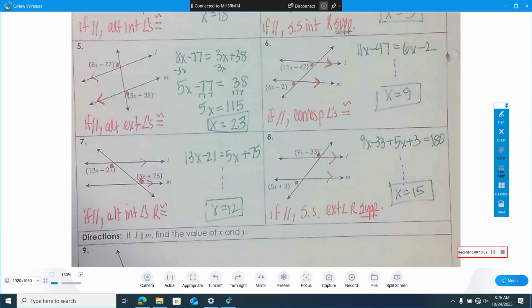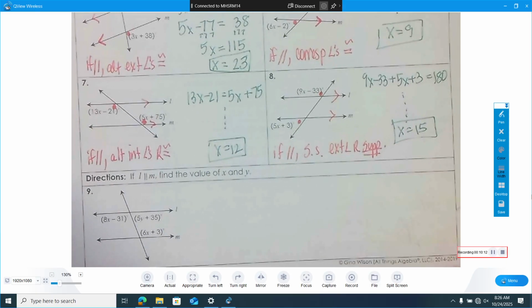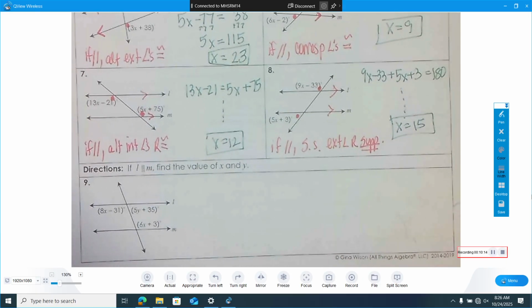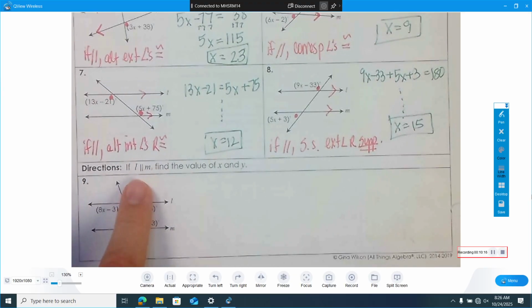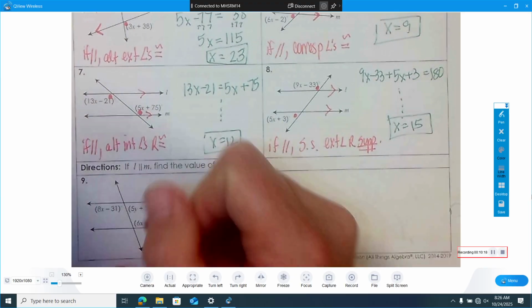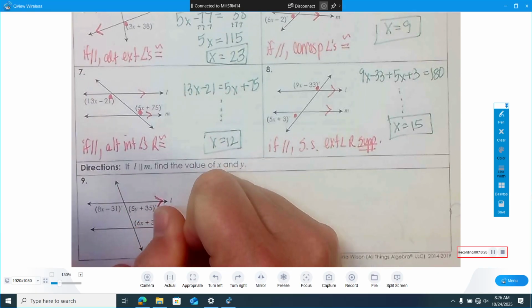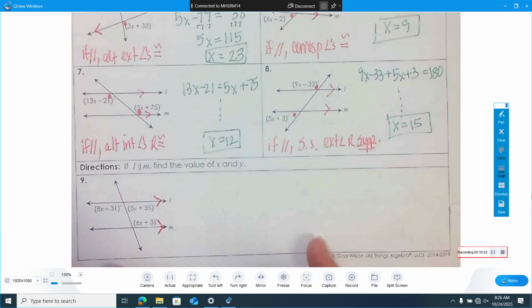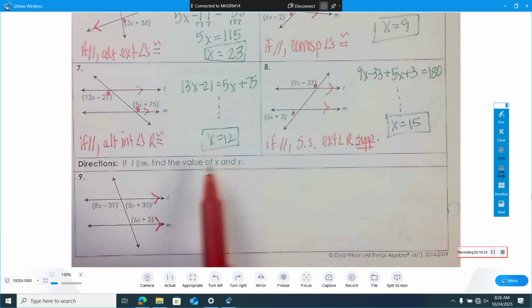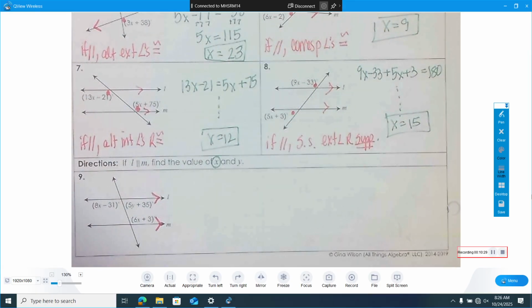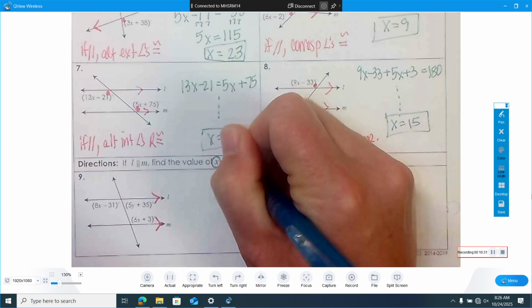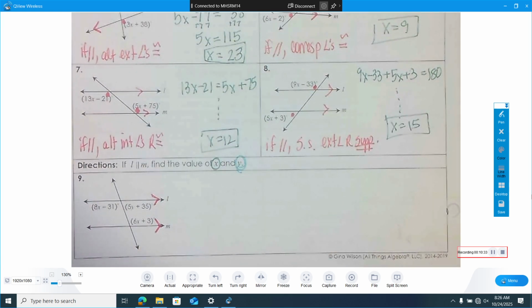Excellent. Okay, now the real ones that I was trying to get to here. Number 9 and number 10. Again, they're telling us that we have some parallel lines. Line L and line M are parallel. And here we have to find the value of x, and we have to find the value of y. Which means if we have to find the value of two letters, then we're going to need two equations. All right, Cash, what are you thinking?